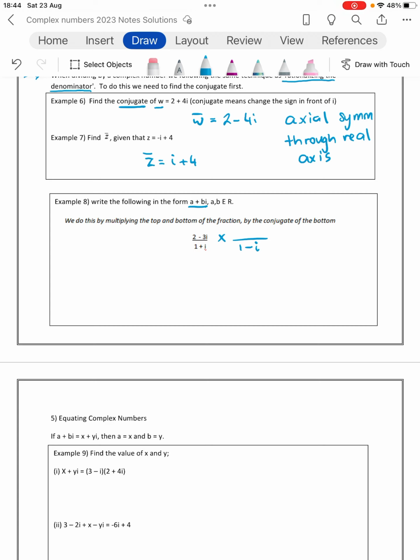The reason why is because if I multiply a number by its conjugate, what we end up getting is just a real number. There will be no imaginary part left.